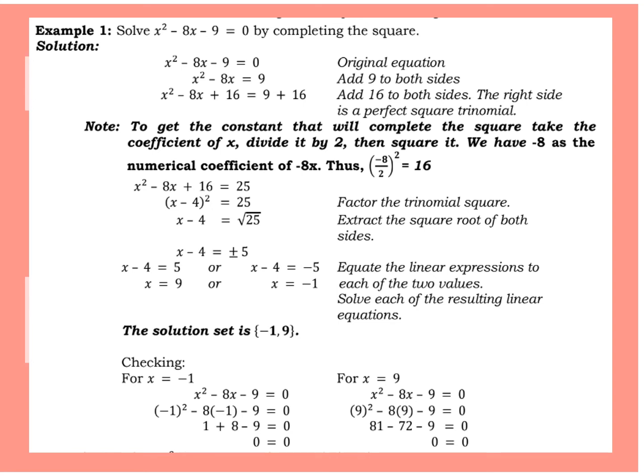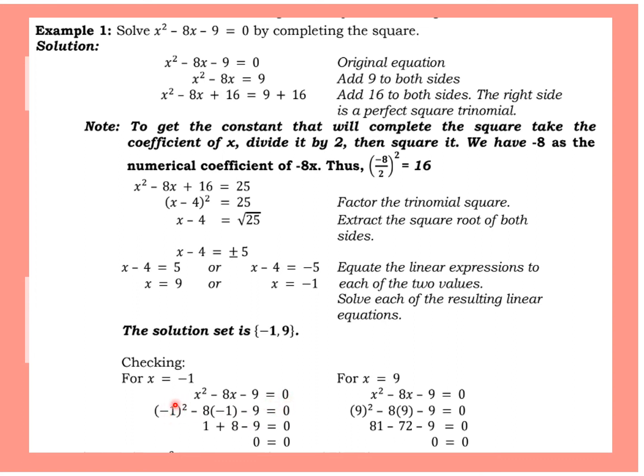So, the solution set is negative 1, positive 9. If we substitute, let's check. For x equal to negative 1, palitan lahat ng x from the original equation, x² - 8x - 9 = 0. So, lahat ng x ay palitan. (-1)² - 8(-1) - 9 = 0.